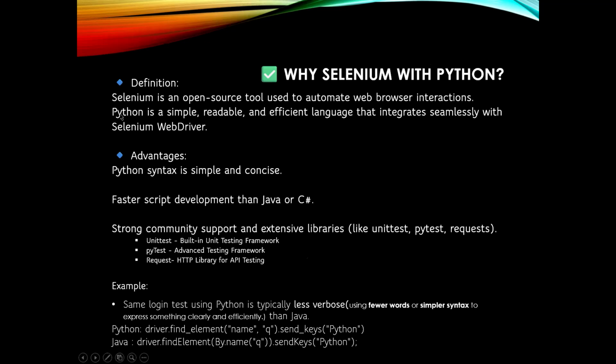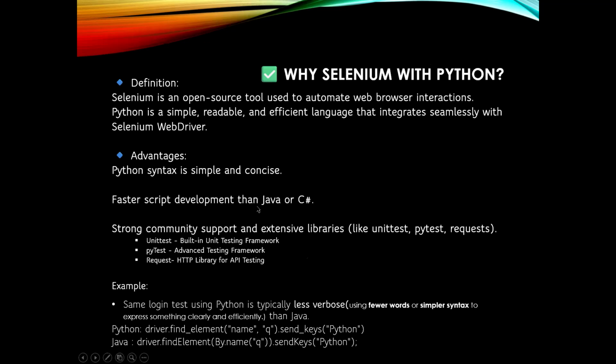Python is a very simple, readable and efficient language that integrates seamlessly with the Selenium WebDriver. We already know that Python is a very simple and readable language. Why? Because the Python syntax is very simple and concise, as compared to other languages like Java or C Sharp. If you want to read an Excel file in Java, you need to write more than 30 to 40 lines of code. But in Python, you have to write only 1 or 2 lines of code to read the Excel file. That's the beauty of Python.